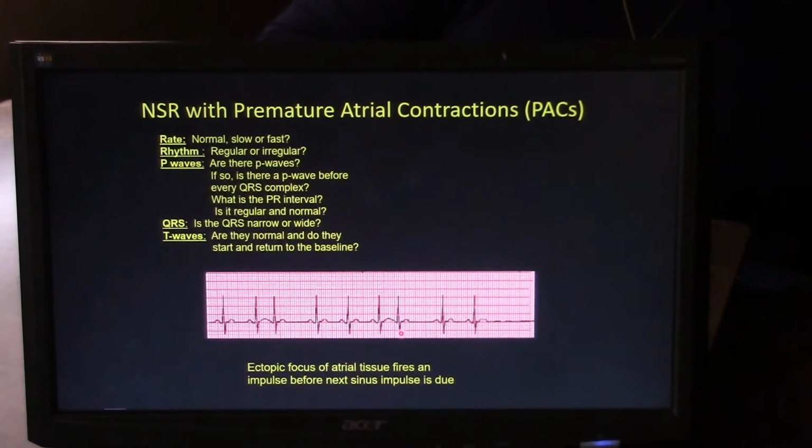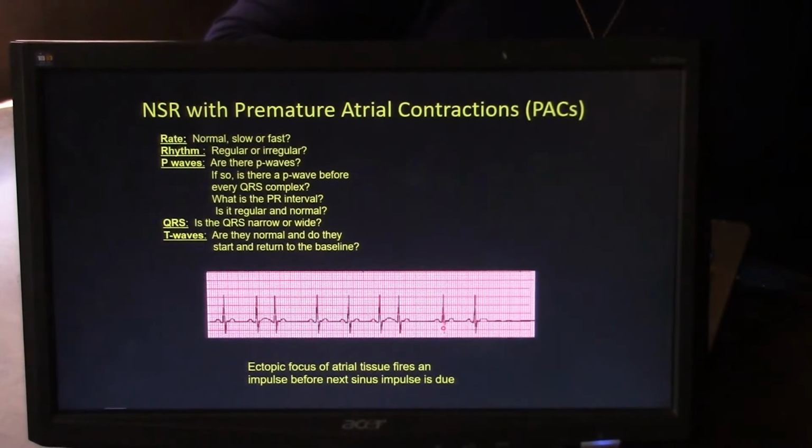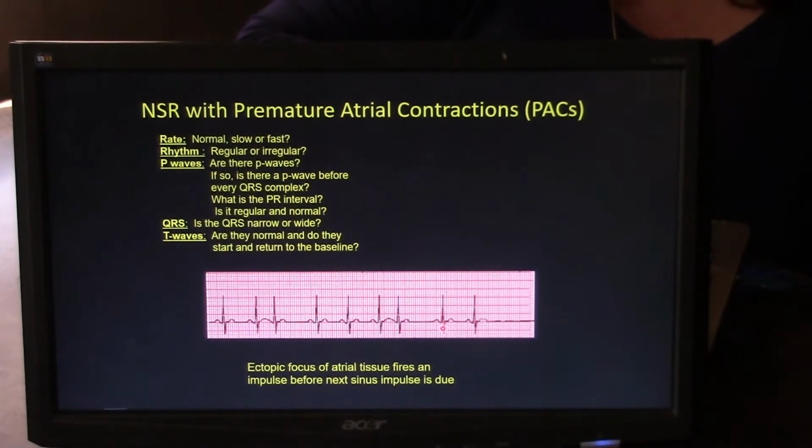For those that have a P wave, is the PR interval normal and does it stay the same throughout? So the PR interval is about, let's see, 1, 2, 3 boxes wide. That's 0.12 seconds. I'm going to look at another one. 1, 2, 3. It's 3 boxes wide there. So yes, it is normal for that of which we can see a P wave. Is it regular and normal?